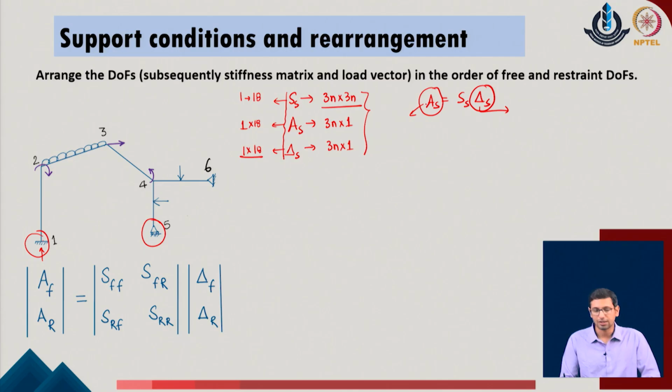So, we realize that in the A of S as well as in the delta S, there are some of the values which are known and unknown to the user. So, what we do further, we try to bifurcate the given system into two subparts, one with respect to all the degrees of freedom which are free in the given problem, and second with respect to all the degrees of freedom which are restrained in the given problem. So, this is typically called as the arrangement of the given system.